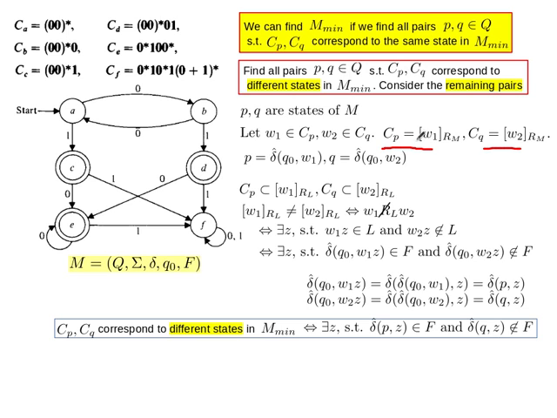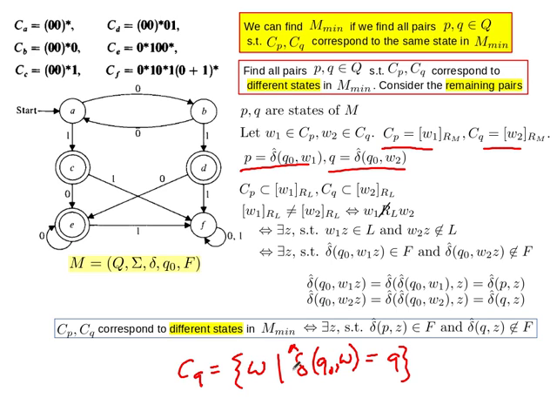Now if this is true, then by the definition of this CQ, P is this and Q is this. Because what was this CQ, if you remember? CQ was the set of all strings such that you reach this Q if you process this W starting from Q0. So this belongs to this, means this is actually P, this is actually Q, and as equivalence class I can represent this as the equivalence class of W1 and the equivalence class of W2, right?